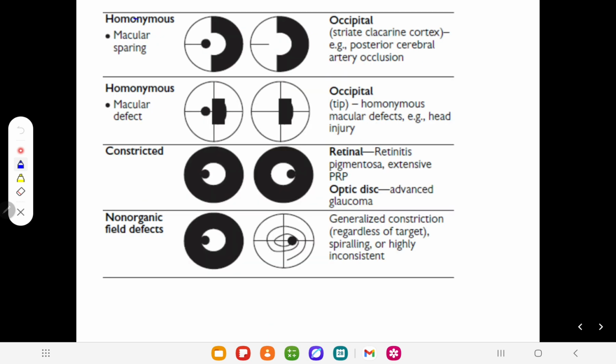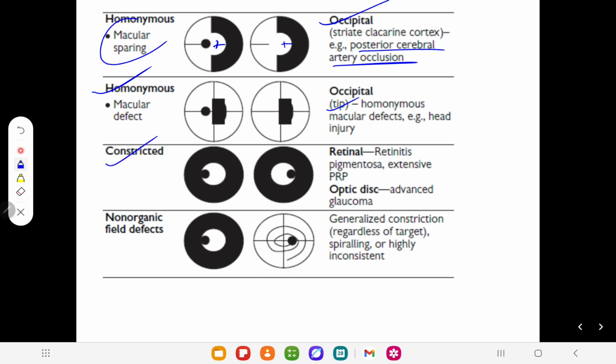So macula sparing means the central part is good. So it's sometimes occipital. So it's basically the calcarine cortex or posterior cerebral artery occlusion disease. And in that particular case, the central fixation is sparing. There is no visual field defect. Homonymous macular defect, same side and macular defect only. So occipital tip, homonymous macular defect is only occipital tip head injury.